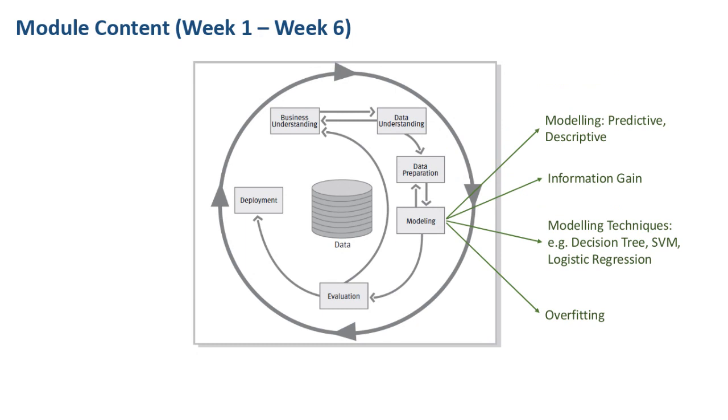Then we move to the modeling stage. In the modeling stage, we start with the description of the general models we have, predictive models and descriptive models. They are also known as supervised learning and unsupervised learning. After that, we focus on information gain. Information gain also helps us understand the logic of decision trees. What we do in decision trees is identify the important features, and by using those features, we generate our set of rules. So we learn how to apply information gain with the entropy function, and then we focus on modeling techniques like decision tree, SVM, and logistic regression. Later on, we focus on the overfitting problem.